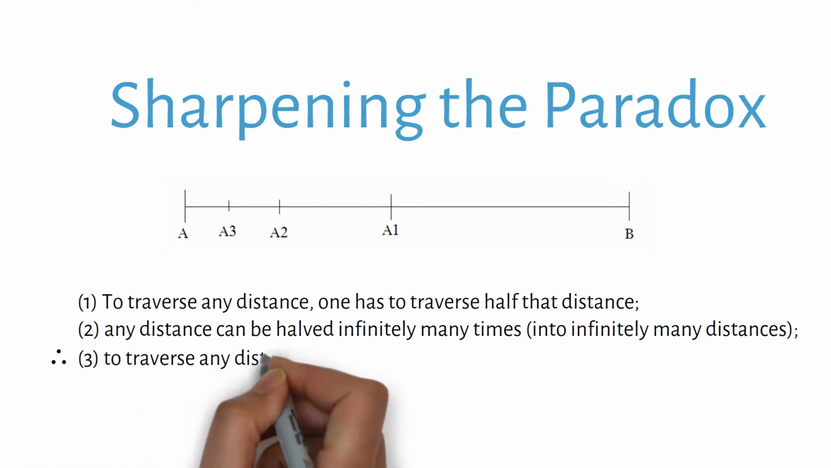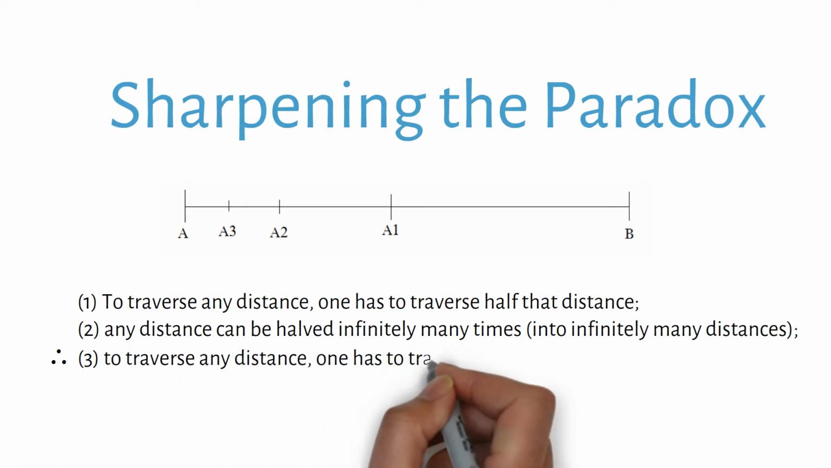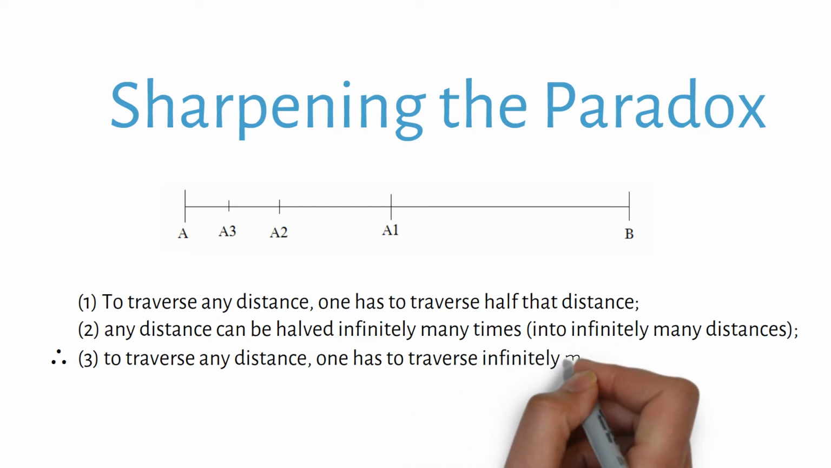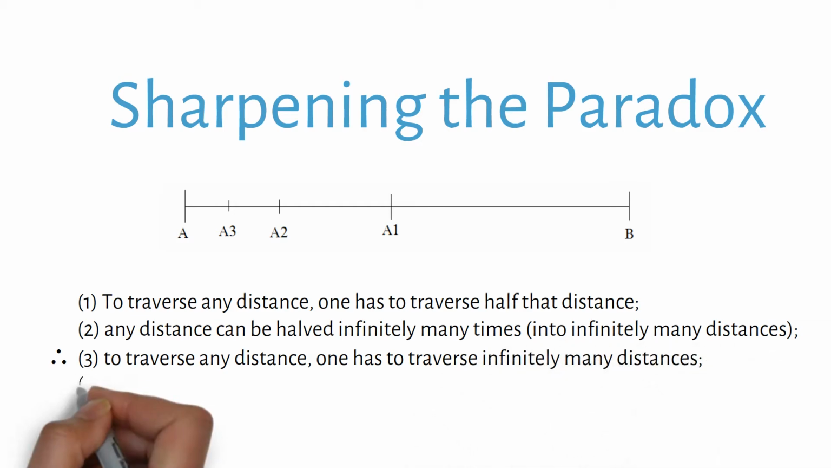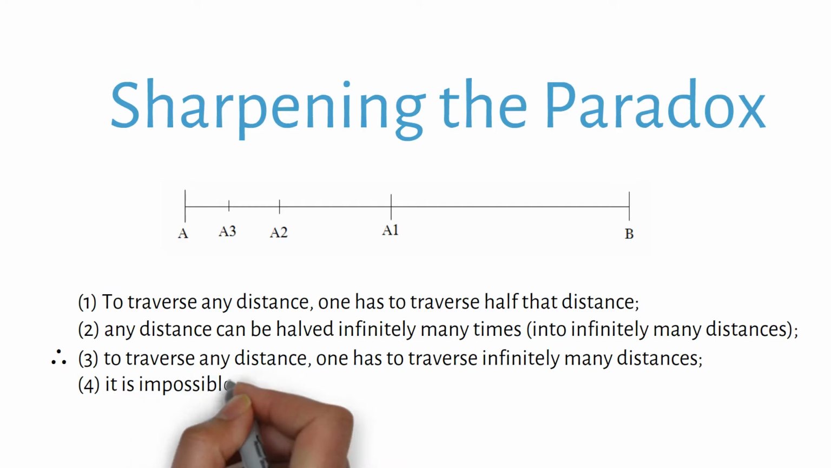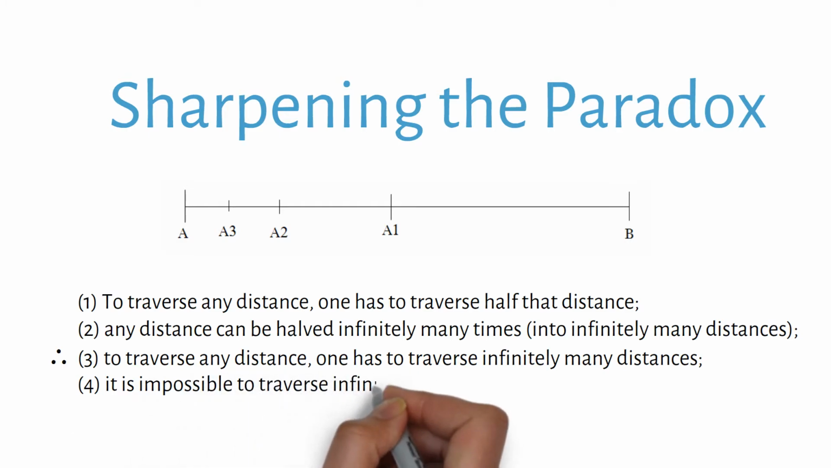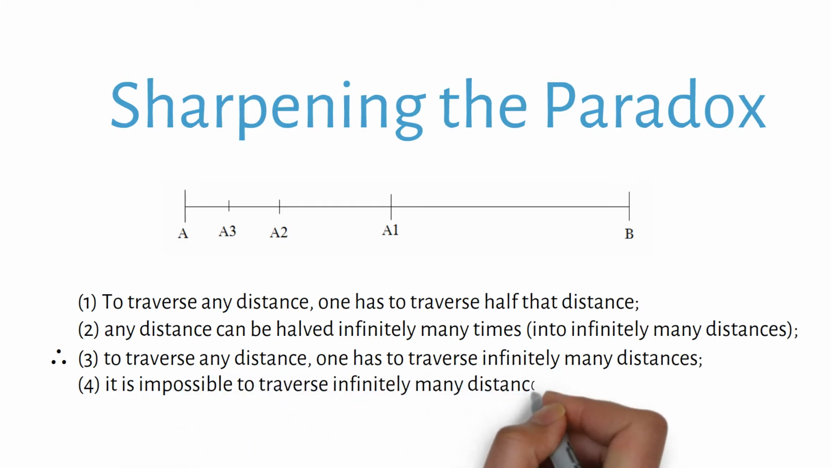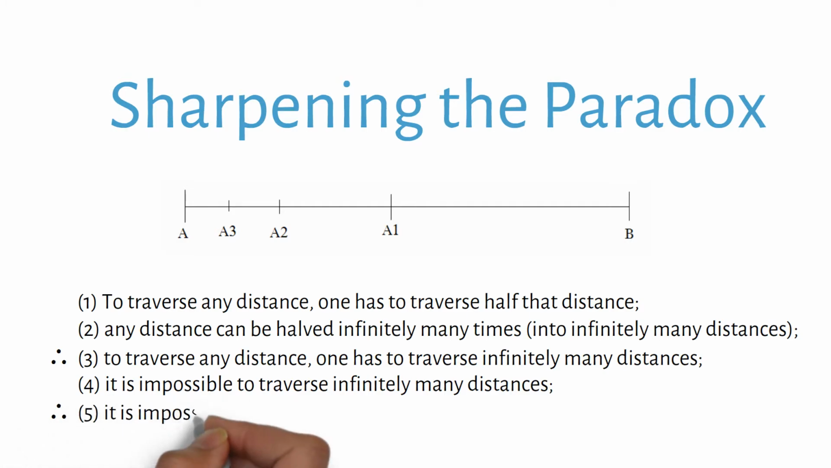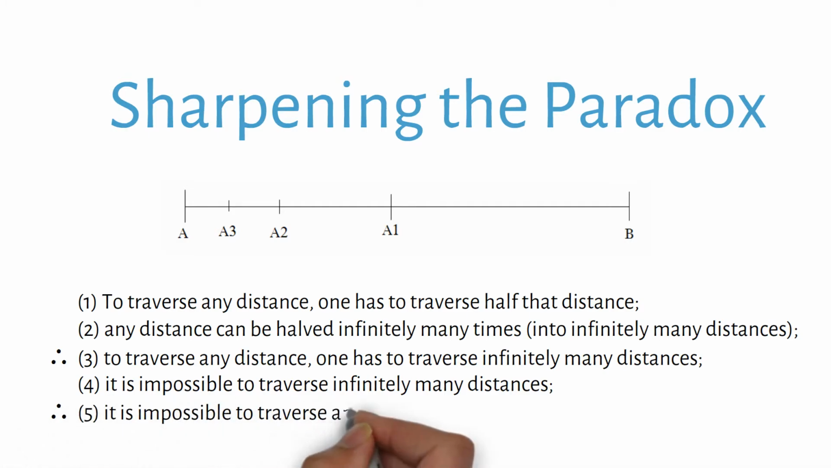From 1 and 2, it follows that 3. To traverse any distance, one has to traverse infinitely many distances. But 4. It is impossible to traverse infinitely many distances. Therefore, 5. It is impossible to traverse any distance. That's the paradox. You might think that the conclusion is obviously wrong and that there's little more to be said.